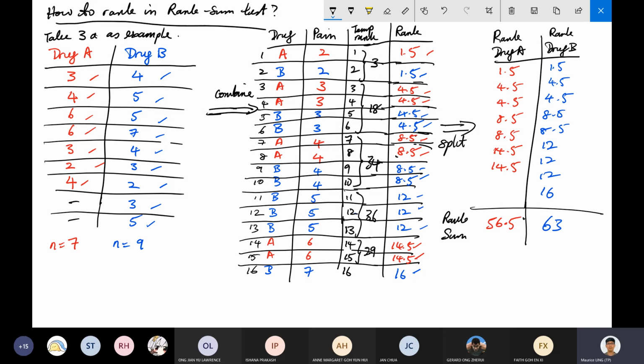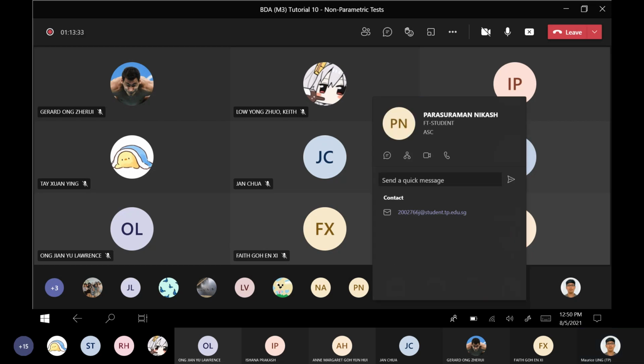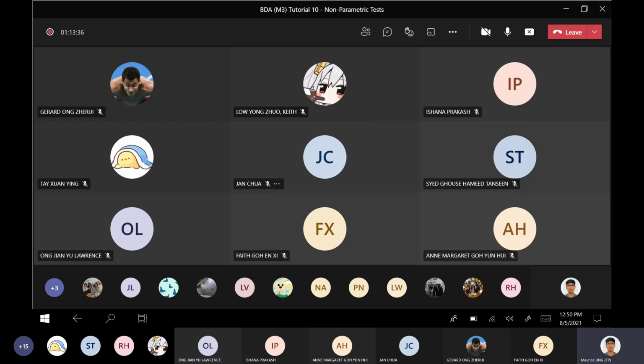All right, then let's go to question one. I will not write it out. Question 1A: for all the hypothesis tests regarding ordinal data, we have to assume that the underlying population follows a normal distribution, true or false? It's false. Okay, we cannot assume.